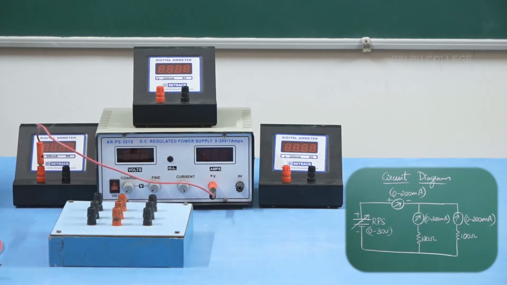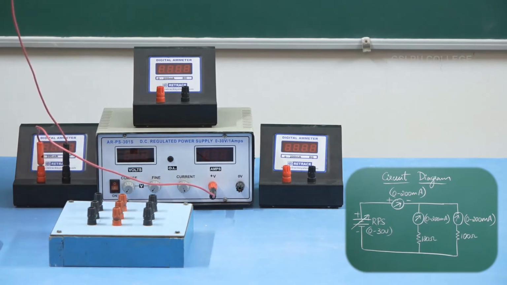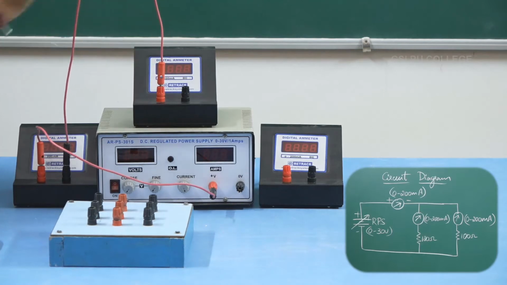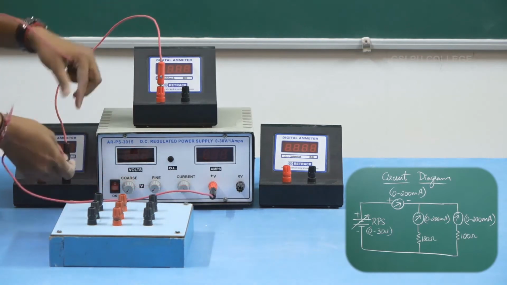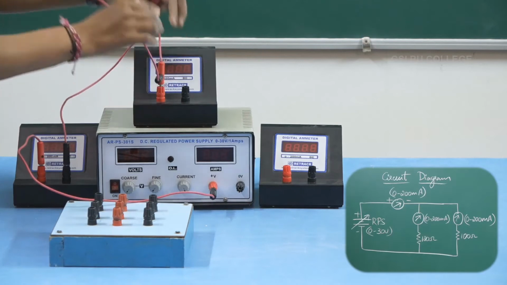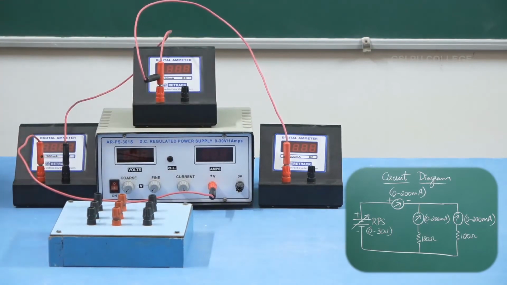The negative terminal of the ammeter I must be connected to the positive terminal of I1 and I2. So firstly, let me connect the negative terminal of I2 to the positive terminal of I1, and the same point, either this point or this point, must be connected to the positive terminal of I2.